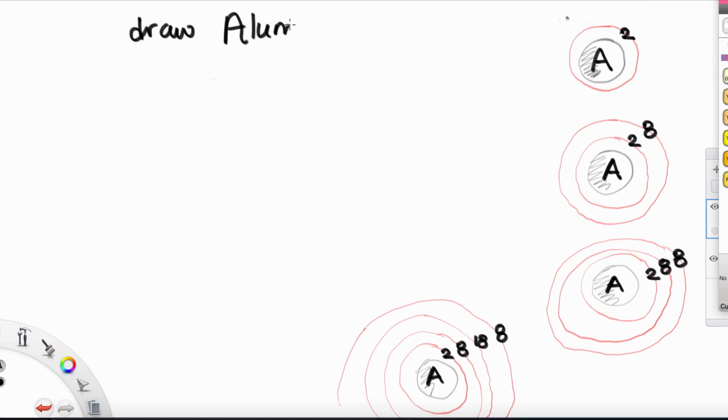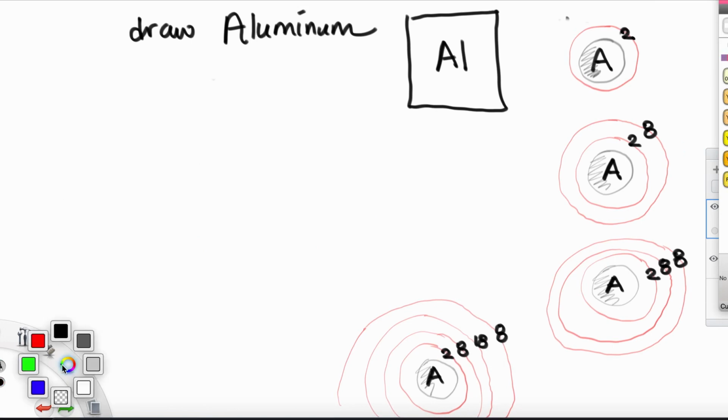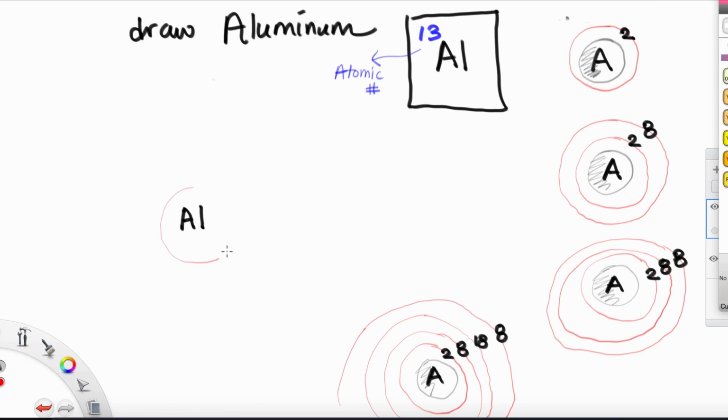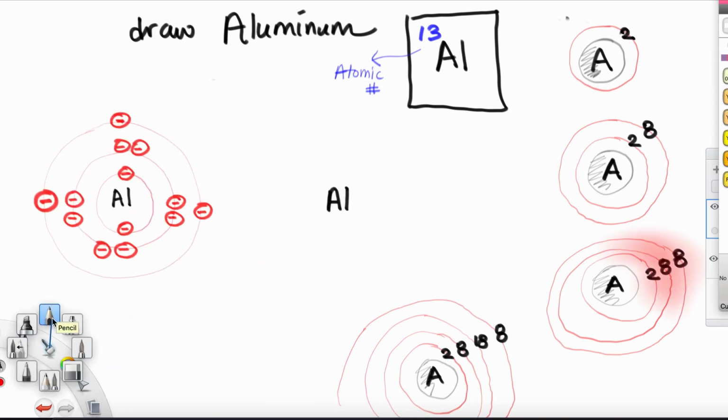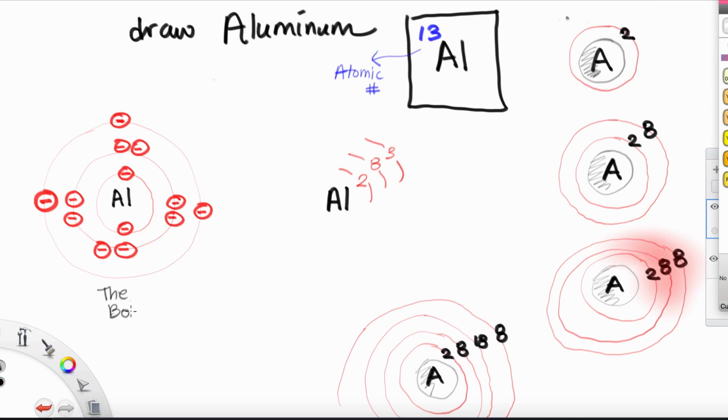Let's try drawing aluminum, which has an atomic number of 13. So the first orbit has 2, the second orbit contains 8, final orbit contains 3. We can also write it like this, with numbers 2, 8, 3. So this is the Bohr diagram, but this is the simplified Bohr diagram with just writing the numbers of electrons.